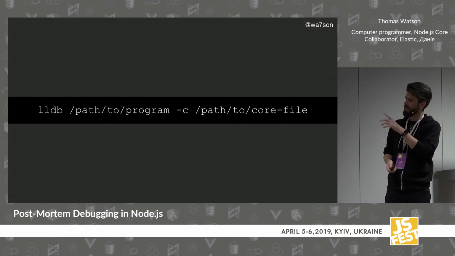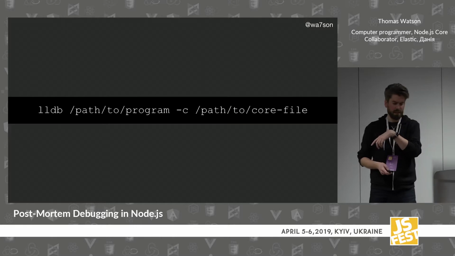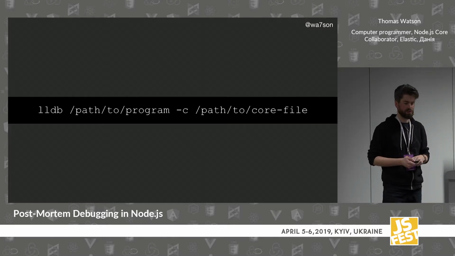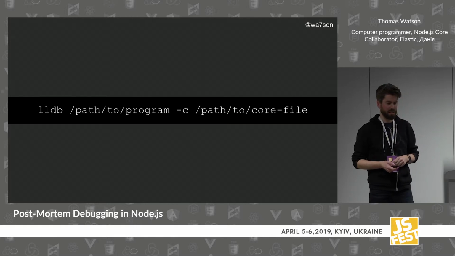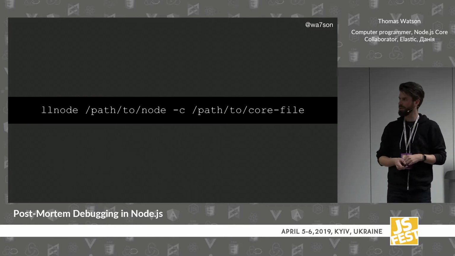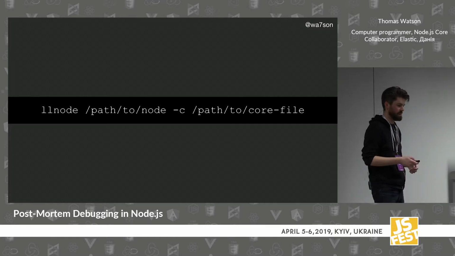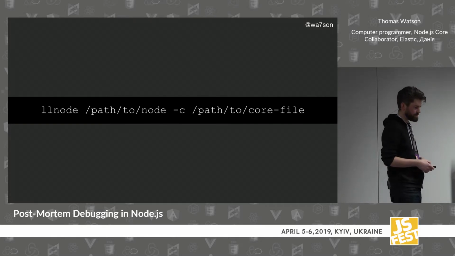And the way you start it normally is LLDB, and then the path to the program, and the path to the core file. And if we are using llnode, there's a little shortcut that you can use to load the plugin for you automatically. You just write llnode instead, and the rest of the command is the same. And it will just load this llnode plugin for you.